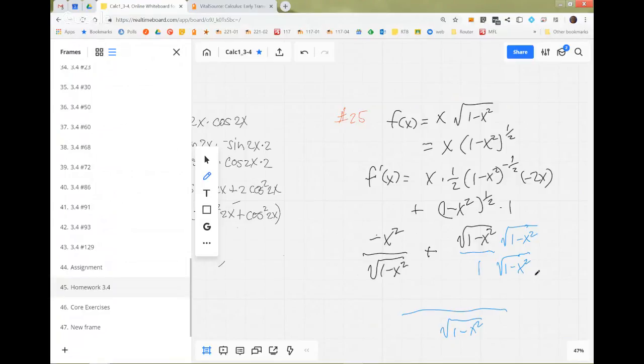And what is that on the top? When you take a square root times itself, you get that thing without the square root. So that's 1 minus x squared plus a negative x squared, so it's 1 minus 2x squared. And that looks like where I would stop on number 25.